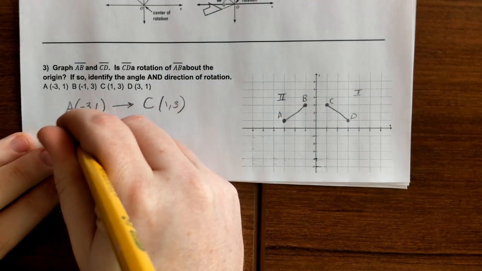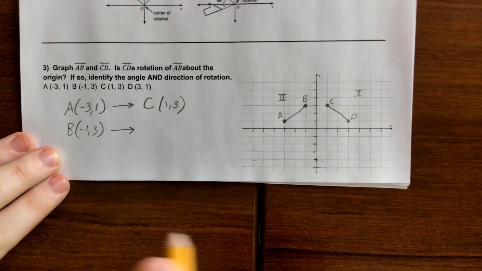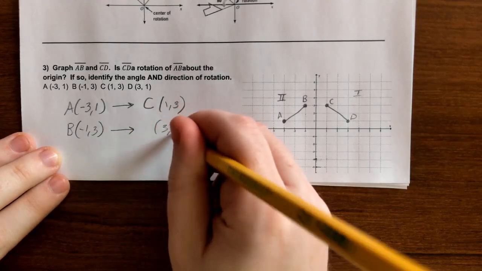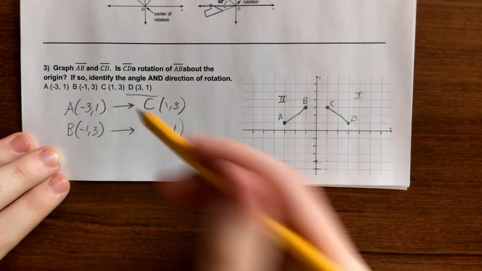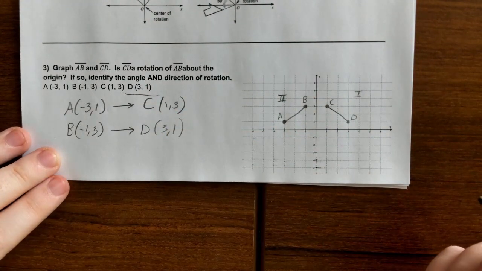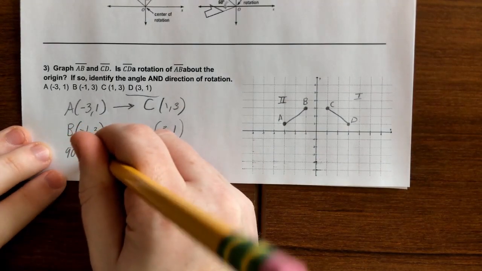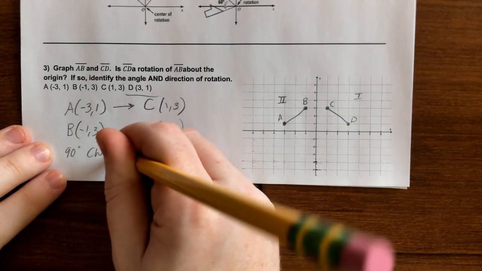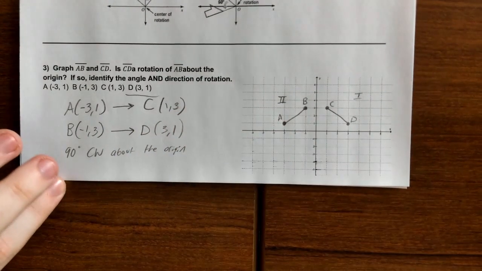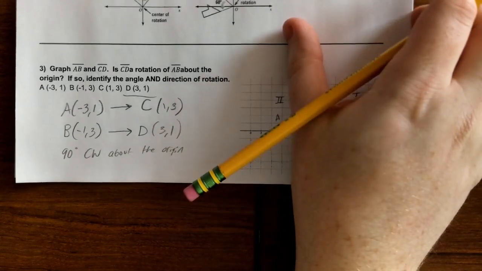What about B? Well, point B is at -1, 3. If we switch the order, and again, make the y value positive, we get 3, 1. Wait a second, 3, 1 is just point D. So B prime is just point D. This transformation is, in fact, a 90-degree clockwise rotation about the origin because the points map 1 to 1. Mapping means they lay on top of each other.